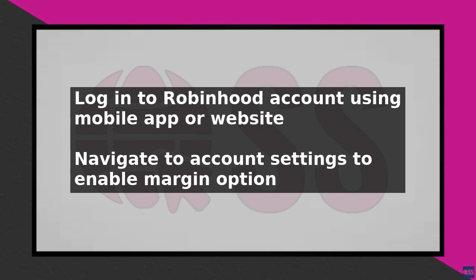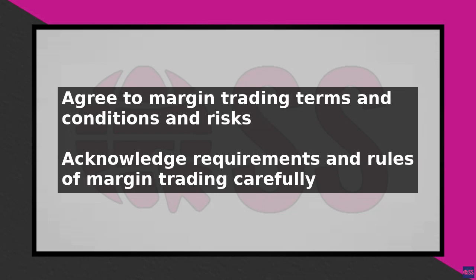You will be required to acknowledge the risks associated with margin trading and confirm that you understand the requirements and rules. After agreeing to the terms, you will need to apply for a margin upgrade. This may involve providing additional financial information and verifying your account. The approval process typically takes a few days, but it can be completed instantly in some cases. Once your margin account is approved, you can start using margin to buy securities.